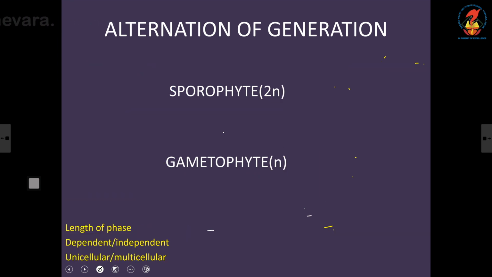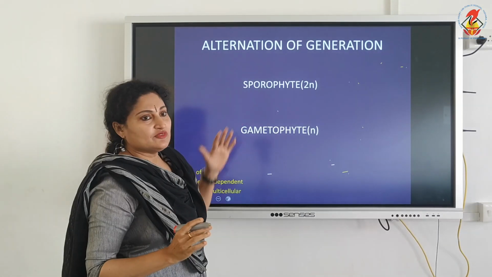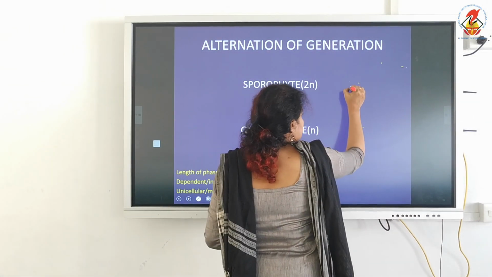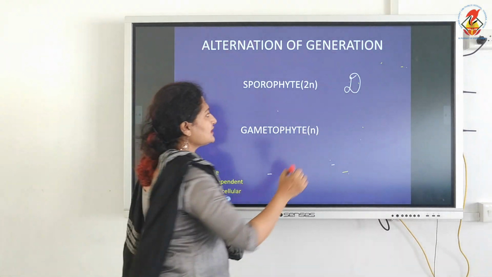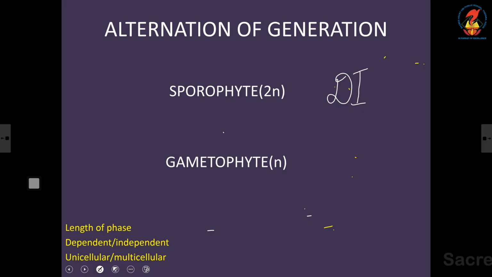Now, of the two phases, only one phase will be dominant. I am giving the mnemonic D, which stands for dominant, and that phase will be independent. And that very phase will be photosynthetic and multicellular. So I'll go from slide to slide with this abbreviation.